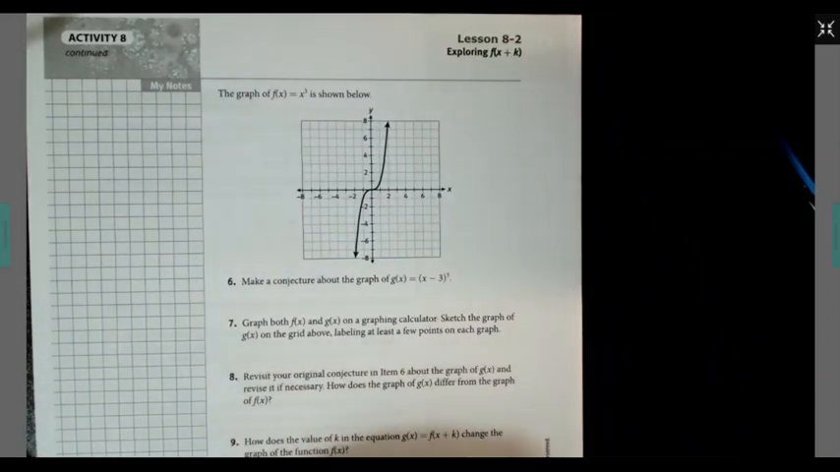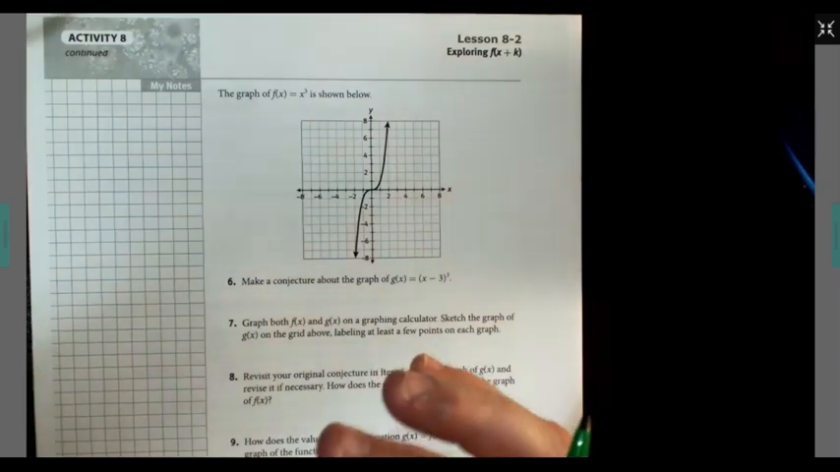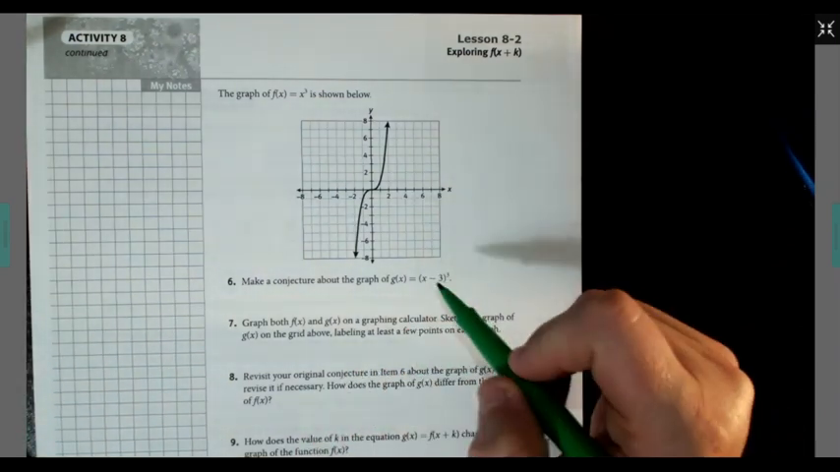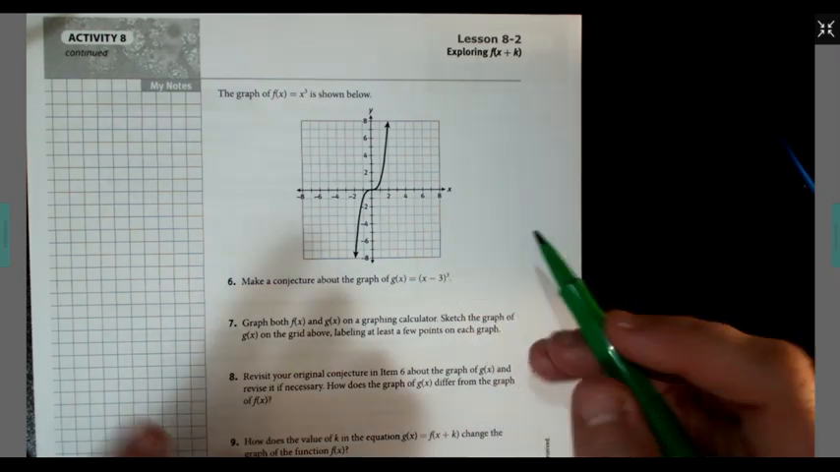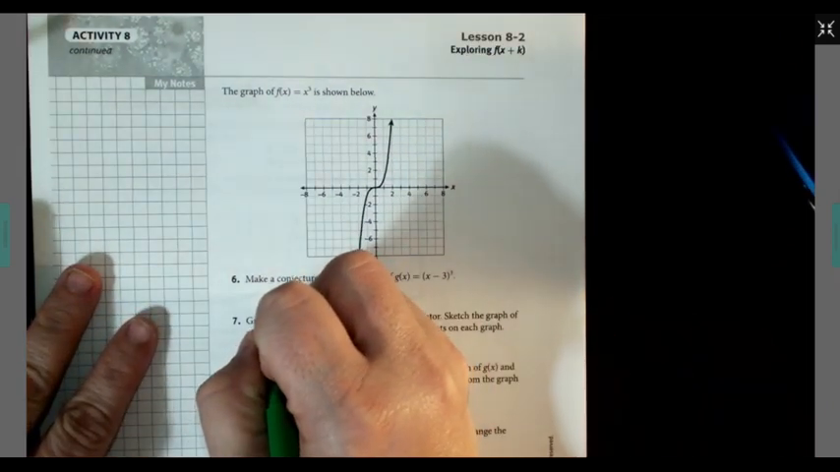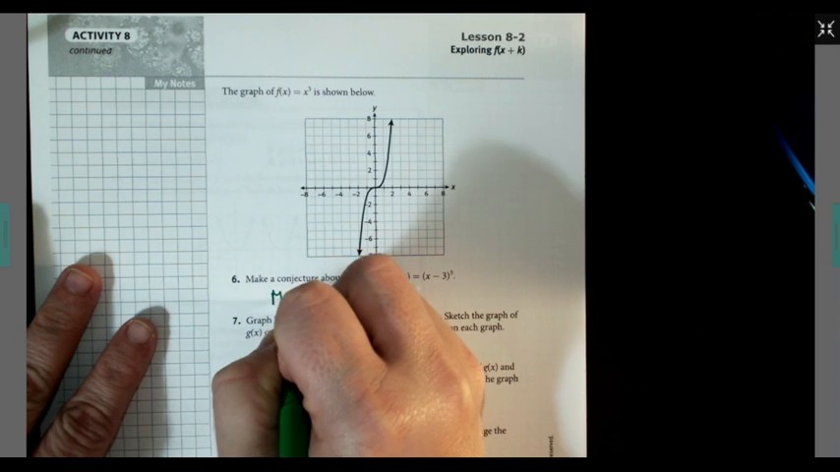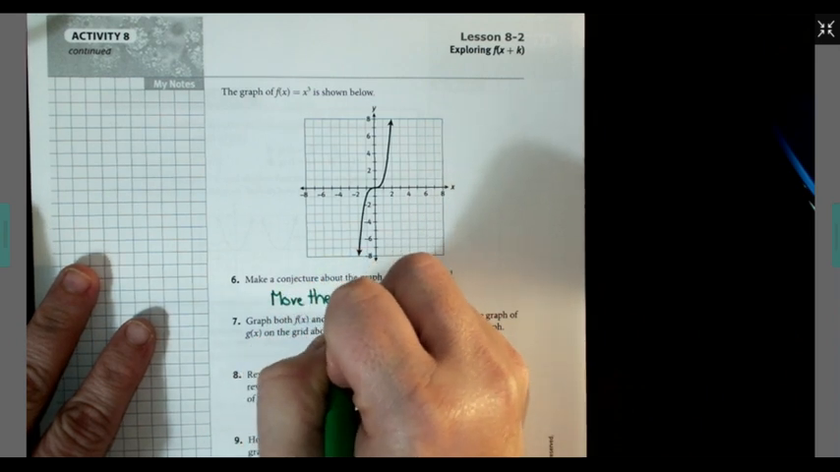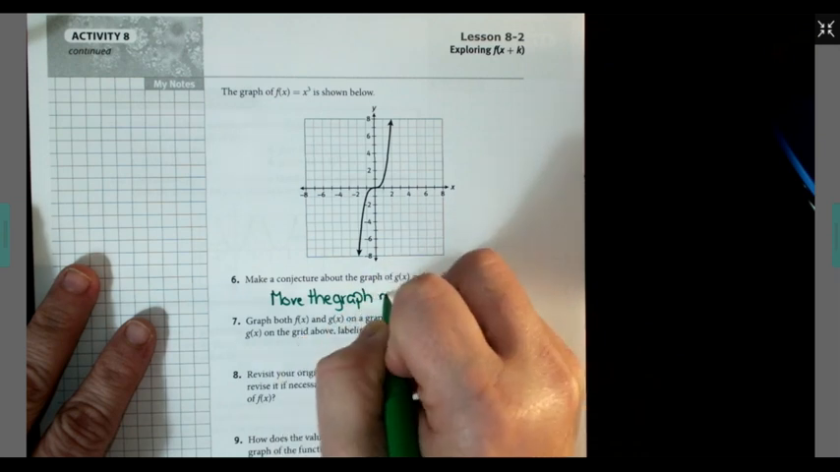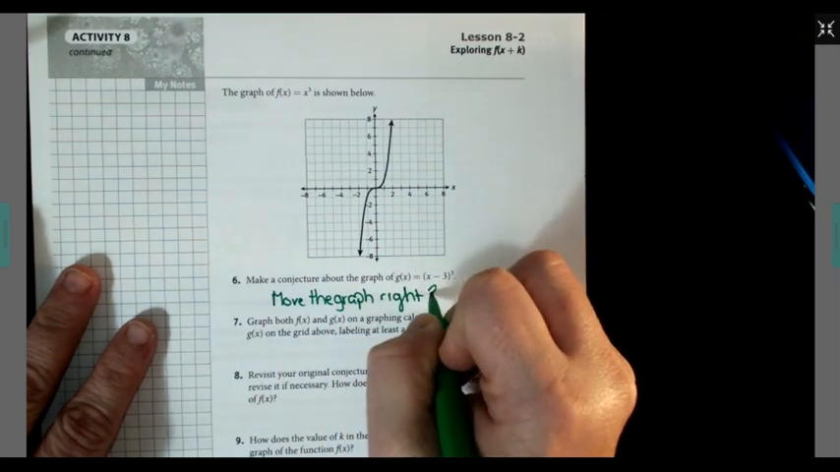The graph of f of x equals x cubed is shown below. Make a conjecture about the graph g of x equals x minus 3 cubed. Now remember, in that last one, we put plus 7 and it shifted that graph to the left. So what do we think this minus 3 is going to do to the graph? If I had to take a guess, I think it's going to move the graph right 3 units.